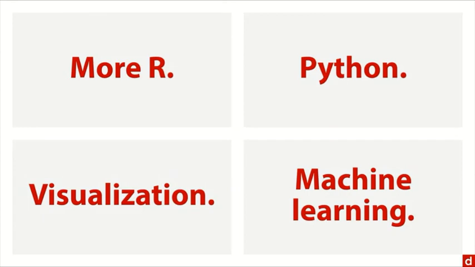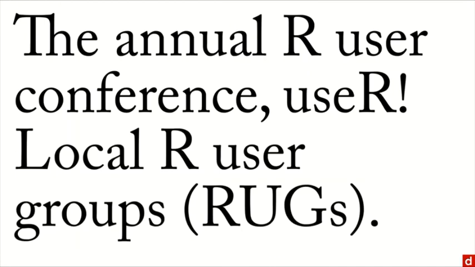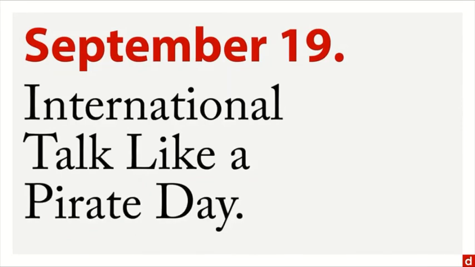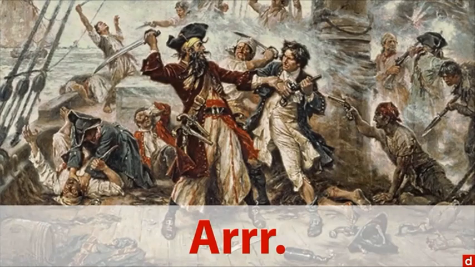Now, another thing that you can do is you can try looking at the annual R user conference, which is useR with a capital R and an exclamation point. There are also local R user groups, or RUGs. And I have to say, unfortunately, there is not yet an official R day. But if you think about September 19th, it's International Talk Like a Pirate Day. And we like to think because pirates say R. And so that can be our unofficial day for celebrating the statistical programming language R.